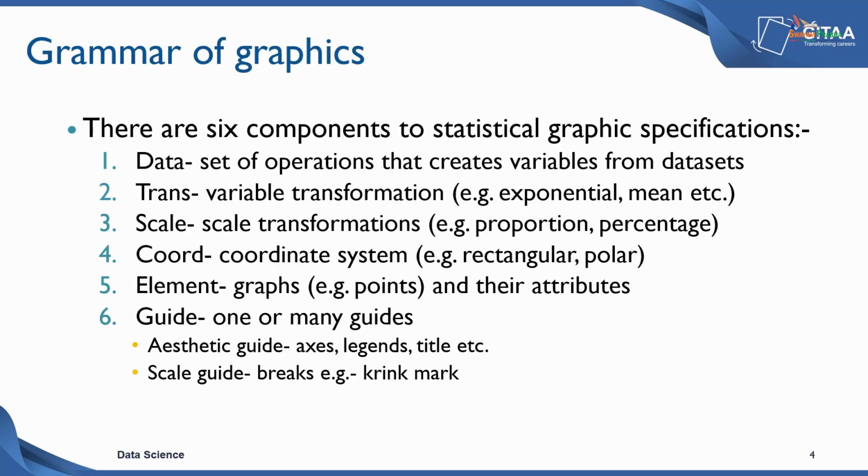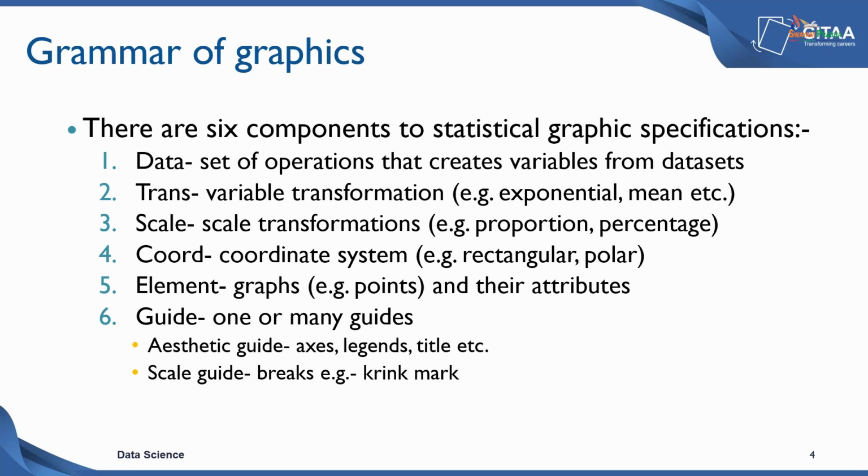So let's see what are the 6 components of grammar of graphics. The first component is data, which is a set of operations that creates variables from data sets. The next component is trans, which is for variable transformation. For instance, if you want to make a certain variable exponential, then that would be considered a variable transformation. The next is the scale transformation, which represents either proportion or percentages. So let's say you have a certain variable and you want to compute the proportion from it, then you can use proportion or percentage.